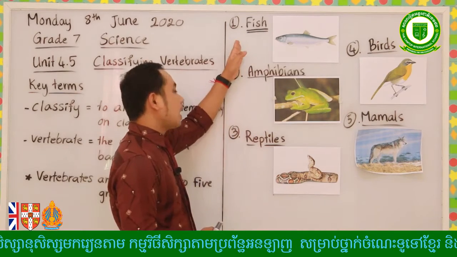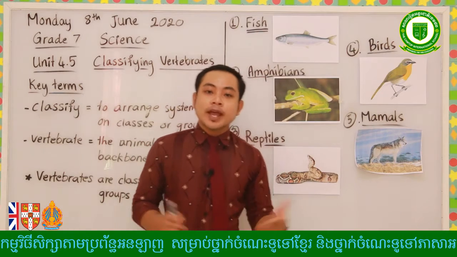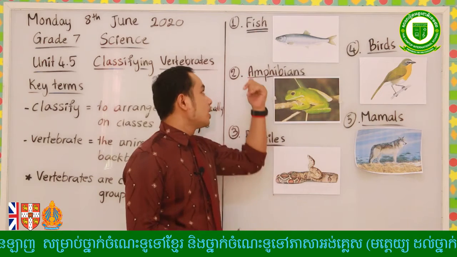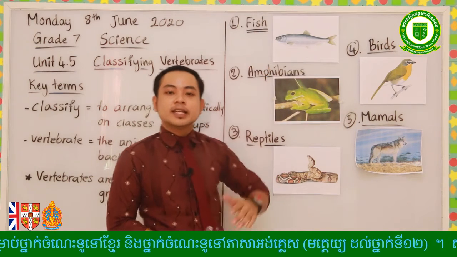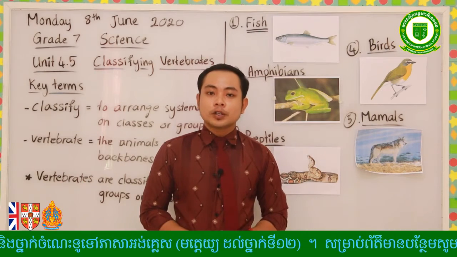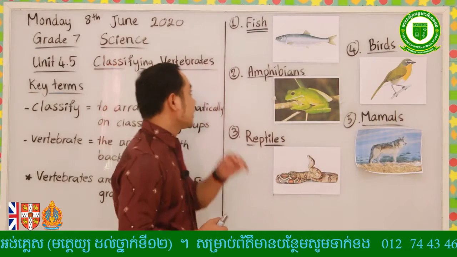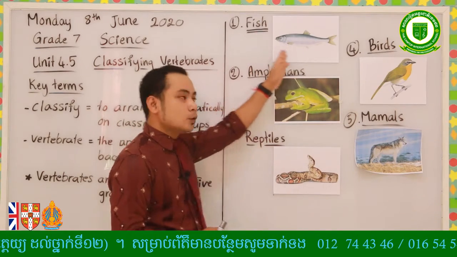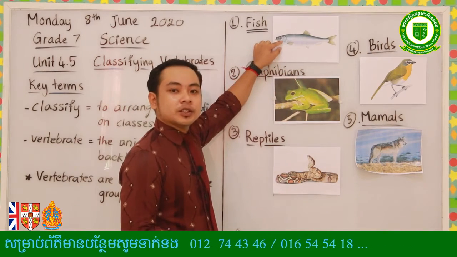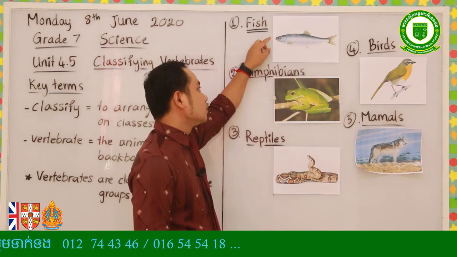The first group of our vertebrate is fish. You might know fish already, right? Where does fish live? This first group of vertebrates lives in the water. Fish actually don't live on land, right? You know that fish swim in the water. Fish breathe through the gills. This is the gills and they breathe through the gills. They don't breathe through their nose, okay?